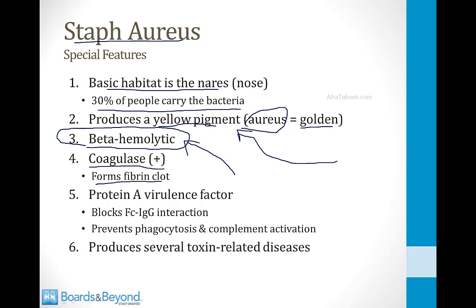An important virulence factor is protein A, and I talk about this in the module on virulence. This blocks the Fc-IgG interaction, and it prevents phagocytosis and complement activation, and you can just remember the A in Staph aureus stands for protein A. And in addition to causing disease by infection with bacteria, Staph aureus also causes several toxin-related diseases, and we'll talk about that in a minute.